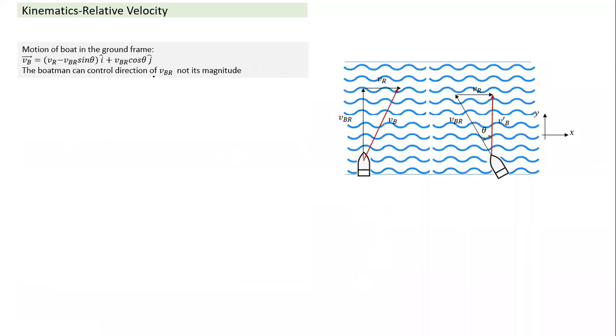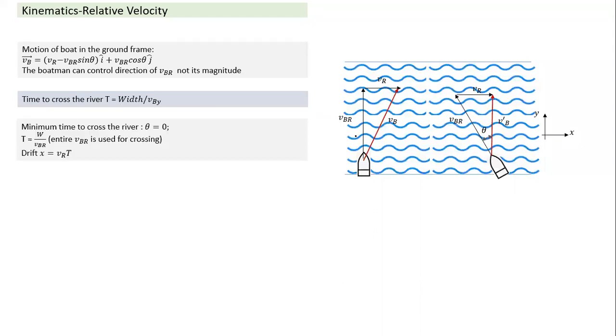Again, the boatman has no control over the magnitude. The boatman can only control the direction of VBR, not its magnitude. In both cases the magnitude is the same. The only thing he can change is theta. What is the time it will take to cross the river? It will be the width divided by the y component of VB. That's the time to cross the river. The minimum time to cross the river is when theta is equal to 0, as we have seen earlier. When theta is 0, the y component of VB is nothing but VBR. So the time to cross the river is the width of the river divided by VBR. The entire VBR is used for crossing.